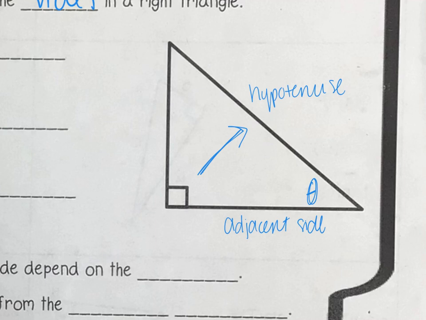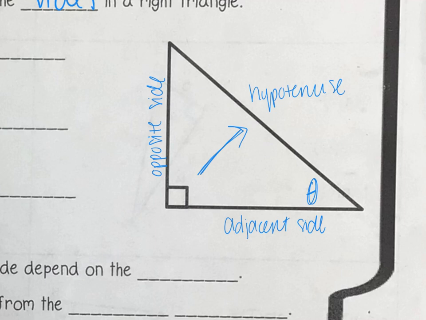What is the reference angle? The theta. So the reference angle is always going to be right beside the adjacent. Yes. And so that means my other side is the what? Very good. The opposite side.